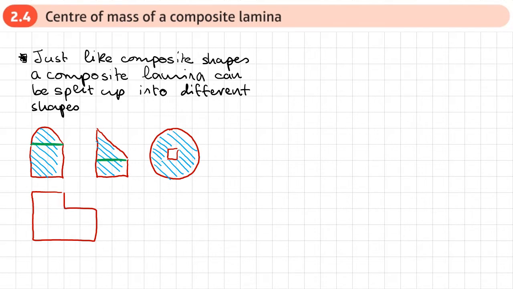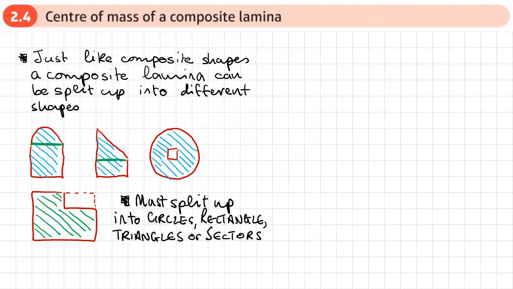Or a different way of thinking of this is to think of it as a larger rectangle like this with this section cut away, just leaving this. So a third way of thinking of it is that we've got this larger rectangle that includes the dotted lines with this section cut away or subtracted from the total area. Now when we split up a shape, we must split it up into one of these shapes here: a circle, rectangle, triangle or sector, because we learnt about these shapes in the last section and how to find the mass of these four different types of shape.